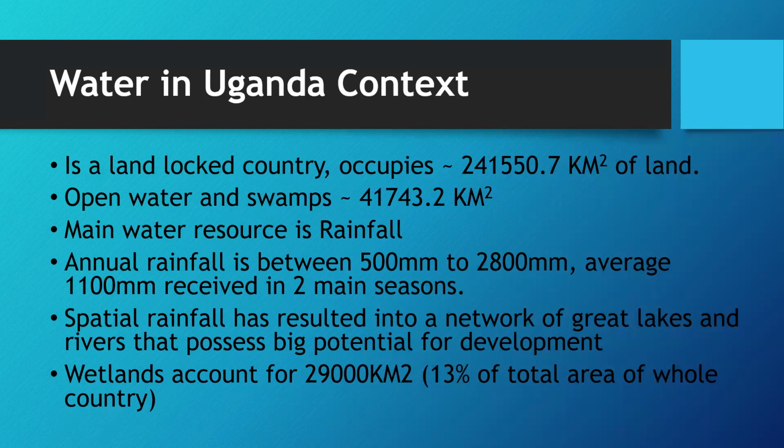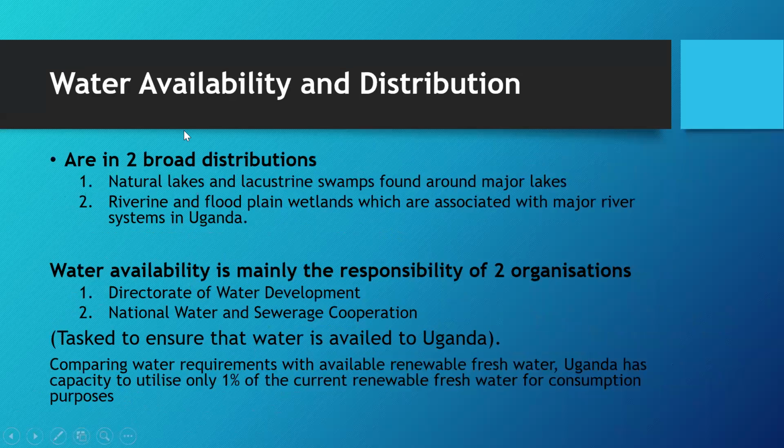This is received in two main seasons, spatial rainfall seasons, meaning they are spaced. Those two different seasons result in a network of great lakes and rivers that possess big potential for development. So our main source is the rainfall, spread to give us that fresh water source, the lakes and the rivers. Our slides are less, so I think I'll stop here and the others are going to take on the next slides. Yeah, thank you, Stuart.